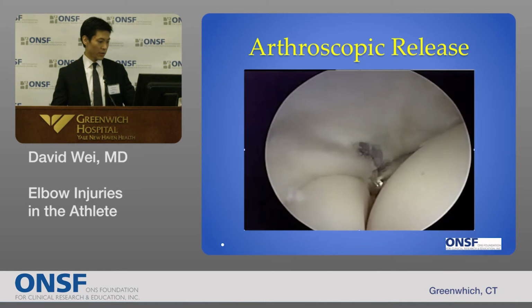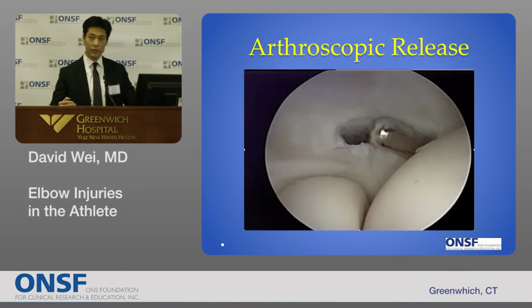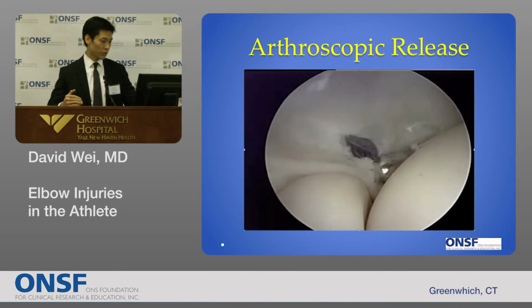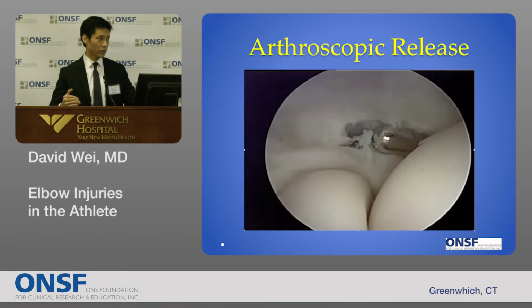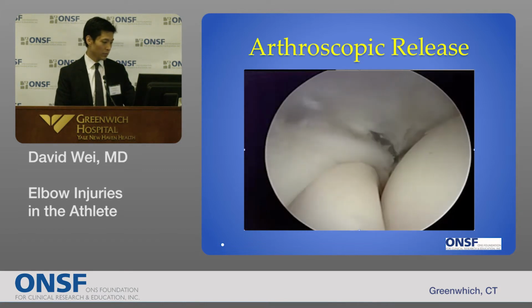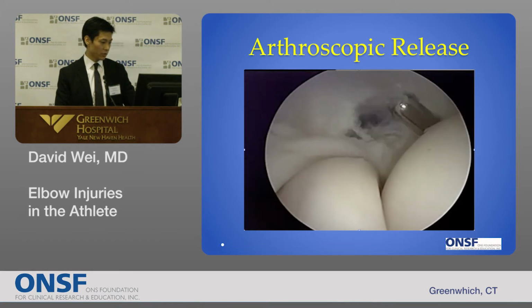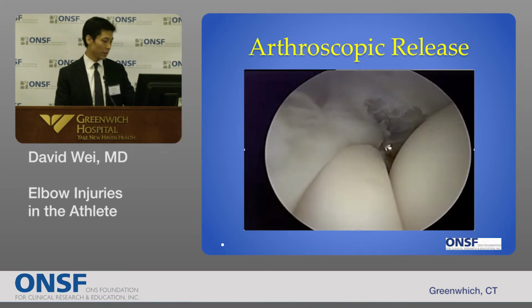So using our shaver now, we've entered the joint and we're starting to take down some of that capsule, and you'll see just behind that capsule is going to be the ECRB tendon. And once the capsule is addressed, we can address that tendon here and start to resect or debride that portion.